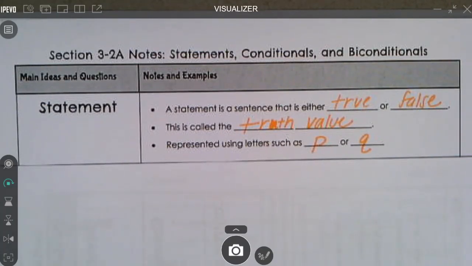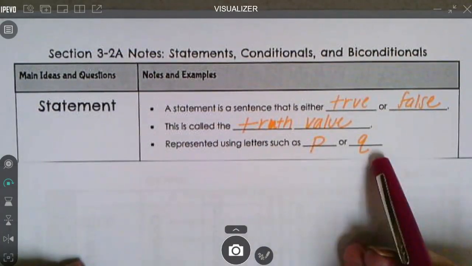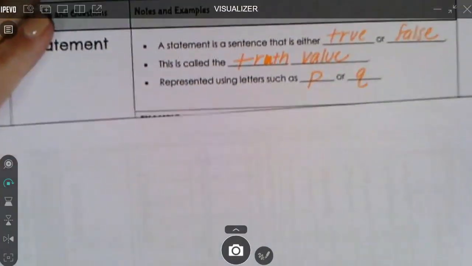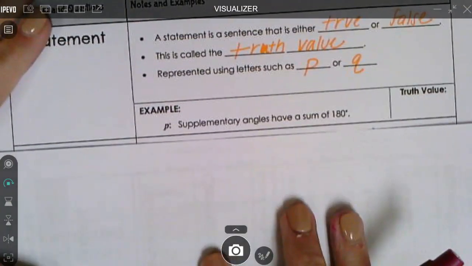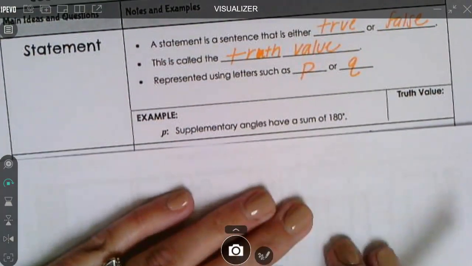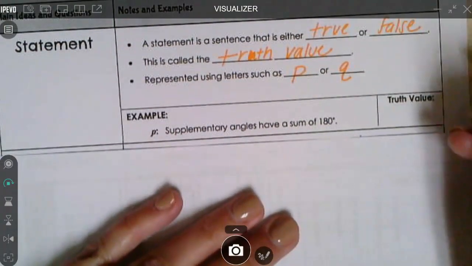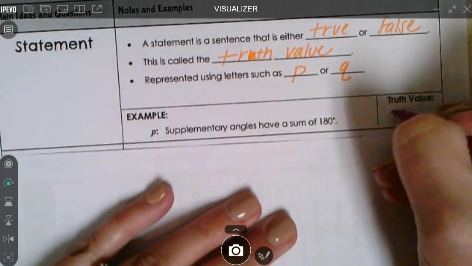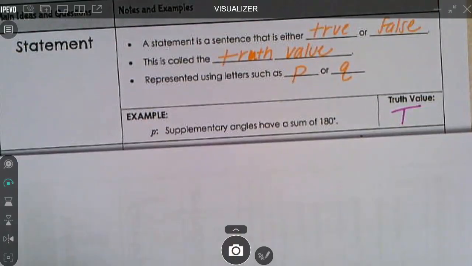A statement is a sentence that is either true or false. This is called the truth value, represented using letters such as P or Q. Our first example: supplementary angles have a sum of 180 degrees. The truth value of that statement is true, because supplementary angles do have a sum of 180 degrees.